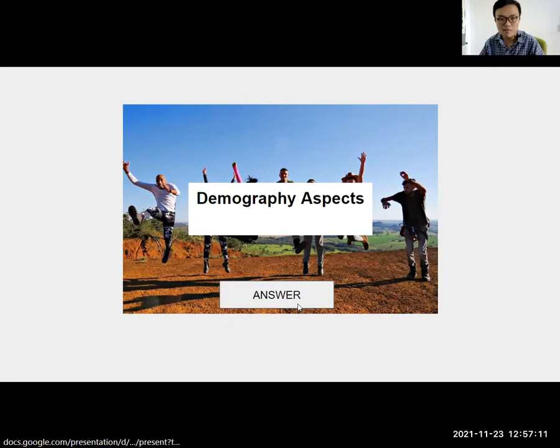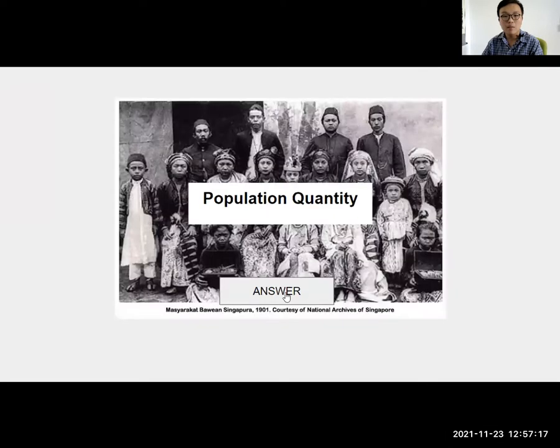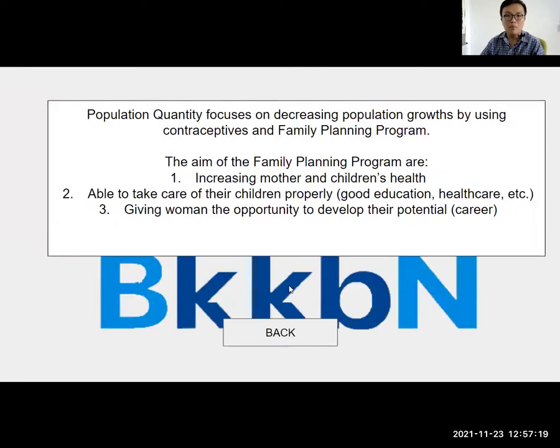So demography aspects. There are two demography aspects. It's the quantity and quality. Population quantity. Population quantity focuses on decreasing population growth by using contraceptives and family planning programs. So why do we need a family planning program? Firstly is to increase mother and children's health.